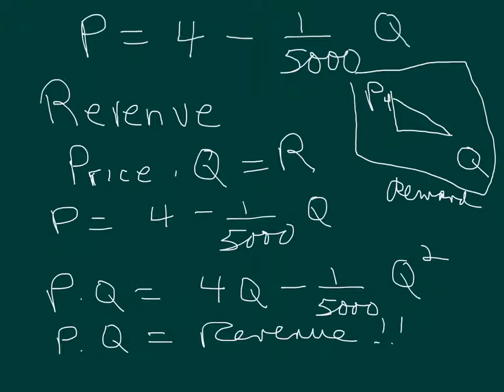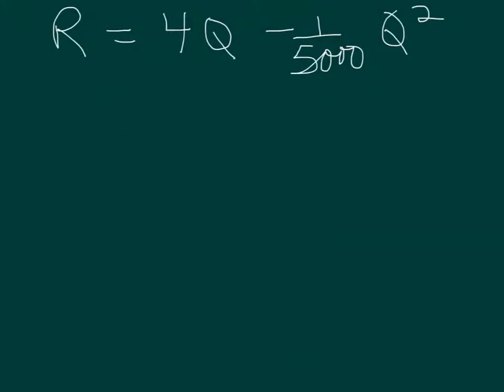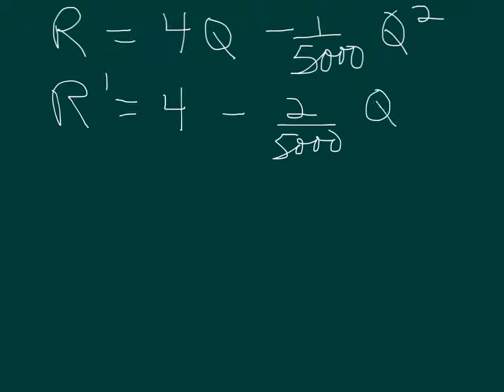Okay, that's what we want to maximize. So we're going to take our revenue equation on the next slide and maximize it. Alright, here's our revenue equation. Take the first derivative. R prime equals 4 minus 2 over 5,000 Q. That's your first derivative. We're trying to maximize it, so set it equal to 0, and then solve for the Q that makes this function have a slope of 0, which is either the max or the min.